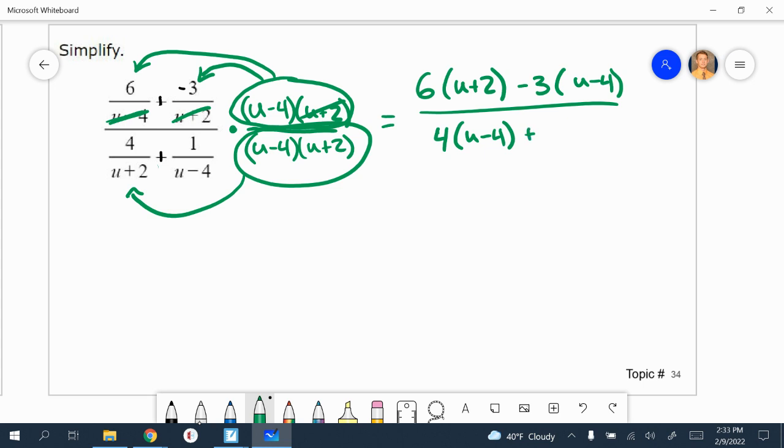For the next one, this should be a minus 1 because I changed the sign around, I believe. Yep, plus minus. Okay, so it should be a minus 1. So the u minus 4's will cancel out. We'll be left with a negative 1 times u plus 2. Okay, we're going to have to do some distributing and then some solving. So I'm going to do that real quick.